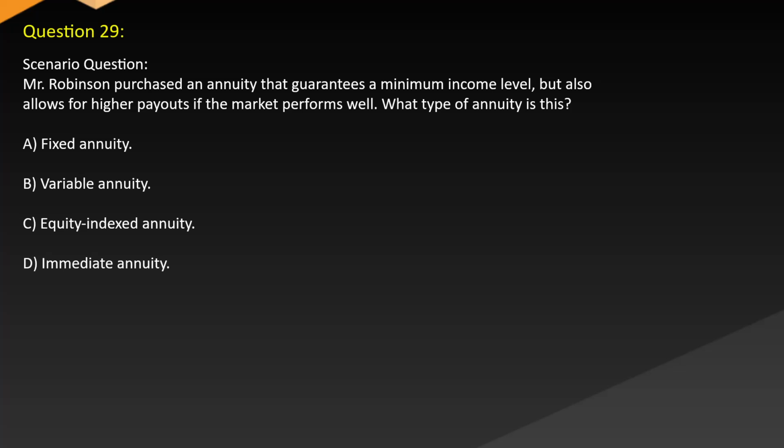Question 29. Scenario question. Mr. Robinson purchased an annuity that guarantees a minimum income level, but also allows for higher payouts if the market performs well. What type of annuity is this? A. Fixed annuity. B. Variable annuity. C. Equity indexed annuity. D. Immediate annuity.